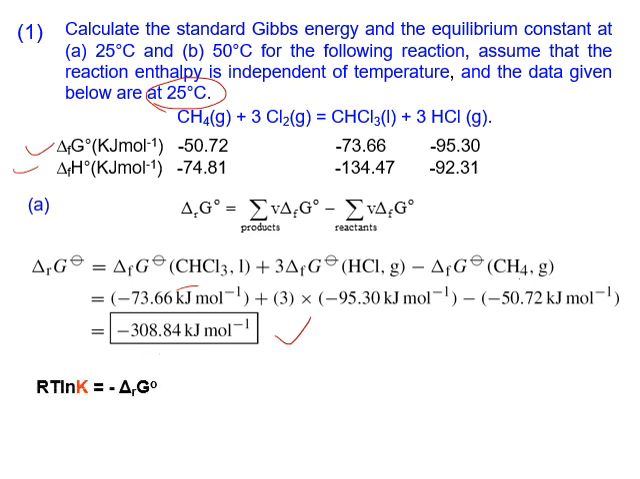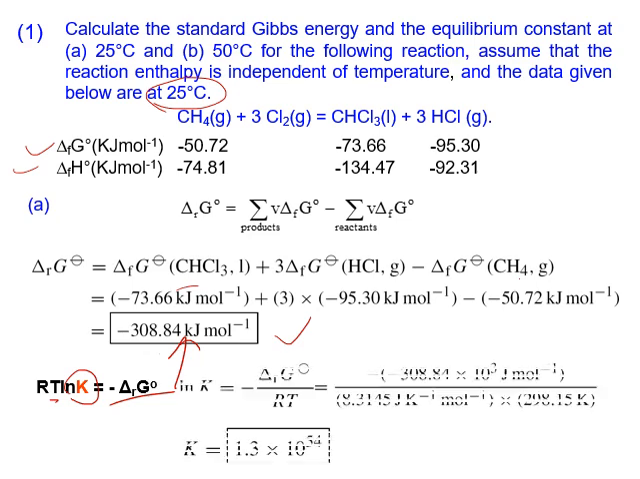Now we use this equation with the standard reaction Gibbs energy, which is calculated. We can calculate the K constant. Temperature is room temperature, 25 degrees. So the calculated K is 1.3 times 10 to the 54 power. When you calculate, please pay attention to the units. Delta G is in kilojoules and R is in joules, so you need to multiply by 10 to the third power. So that's 25 degrees.